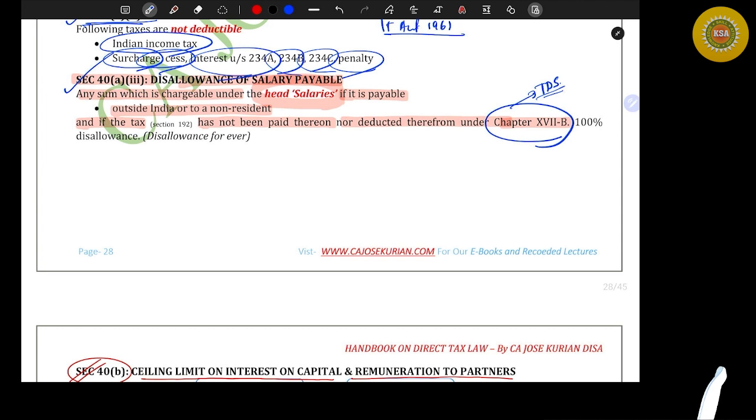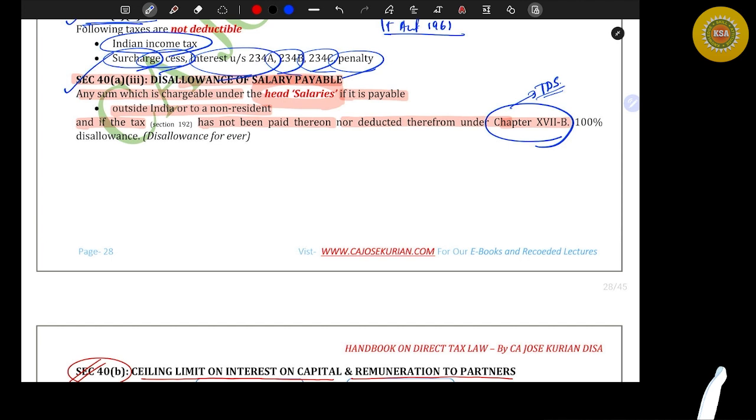Later on, whether you rectify or not rectify, we don't care. We will not give you deduction. Are you with me? That's why it's a permanent disallowance. Yes, that's a perfect word. It's a permanent disallowance. It is not a temporary disallowance. That's why they have kept the salary alone as a separate section.